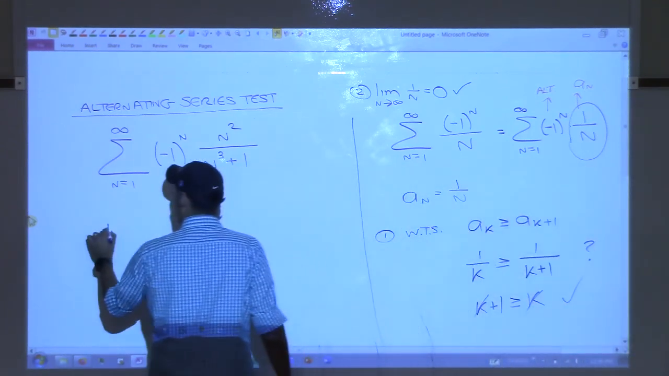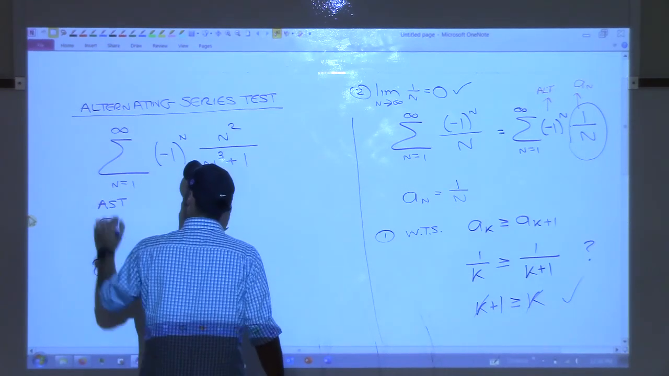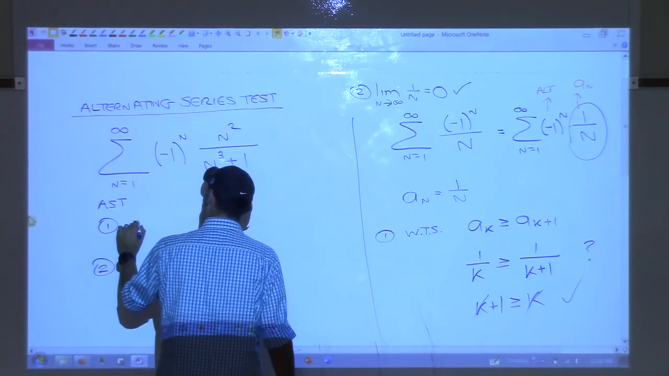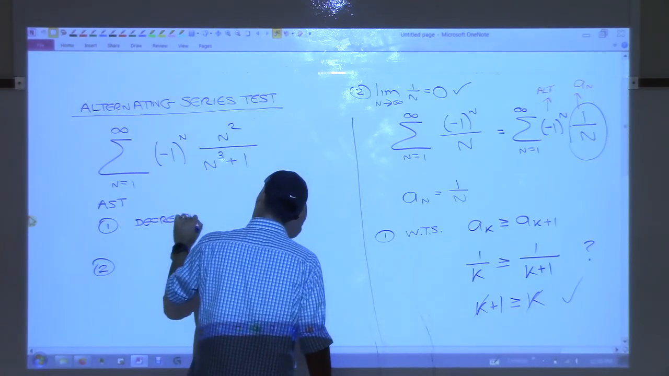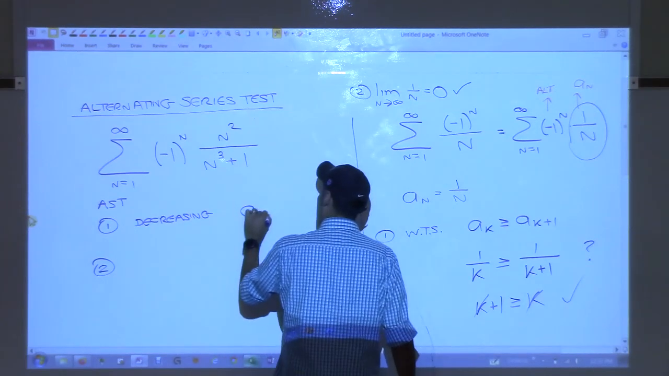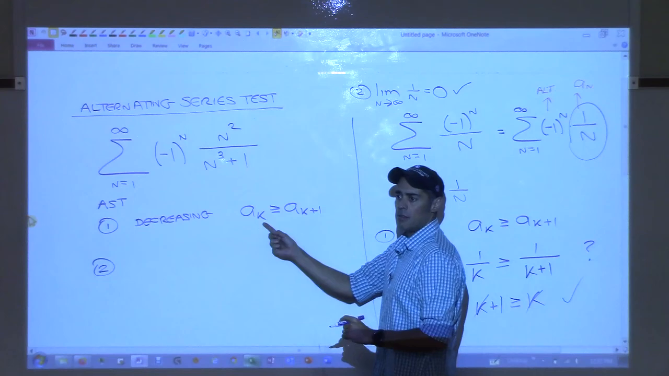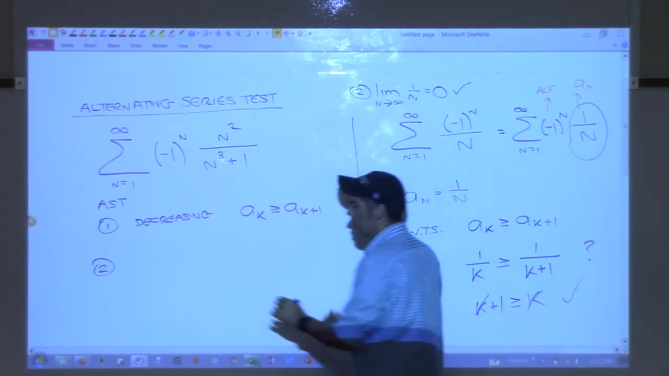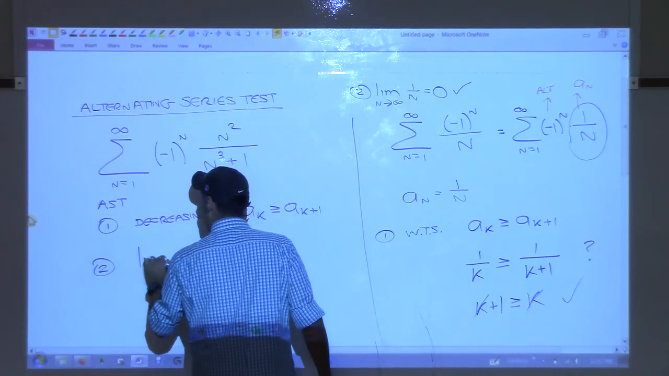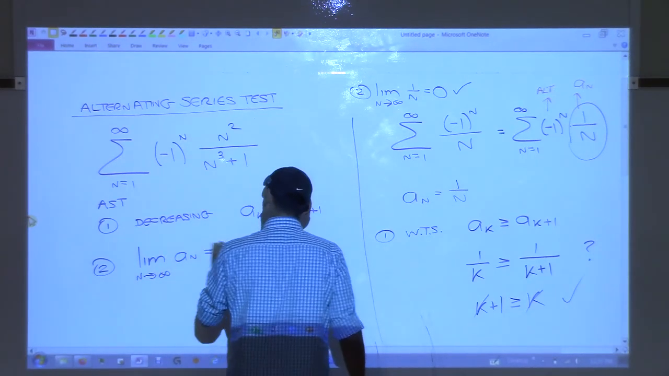So you have to show two things, right? Alternating series test. You have to show, first of all, that it's decreasing, which means a sub k is greater than or equal to a sub k plus 1. If you want to use a sub n is greater than or equal to a sub n plus 1, you can use n's. The k is a dummy variable here. And then you have to show the limit as n goes to infinity of a sub n is 0.